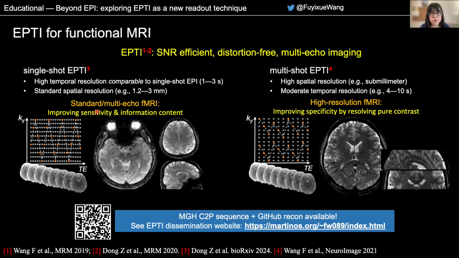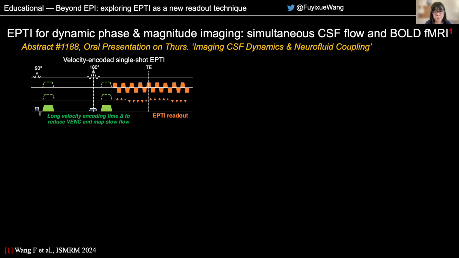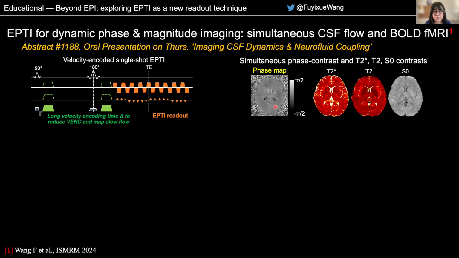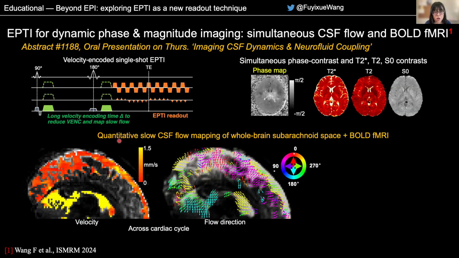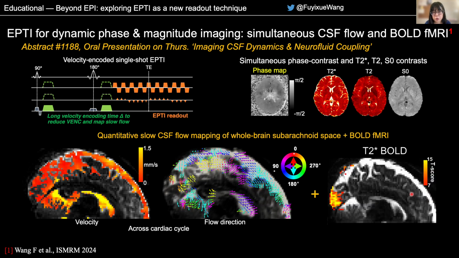So now I've shown you EPTI's application in both standard and high-resolution fMRI. I want to quickly show you another two new advanced applications using EPTI readout related to functional MRI. The first is to use both the dynamic phase and magnitude information in a velocity-encoded single-shot EPTI sequence to simultaneously obtain phase contrast, T2*, T2, and S0 contrast. And from this information, it obtains the quantitative slow CSF flow mapping of the whole-brain subarachnoid space as well as BOLD fMRI.